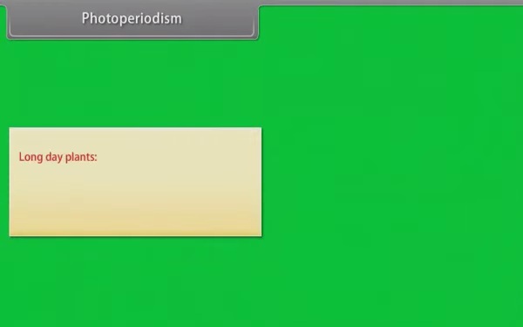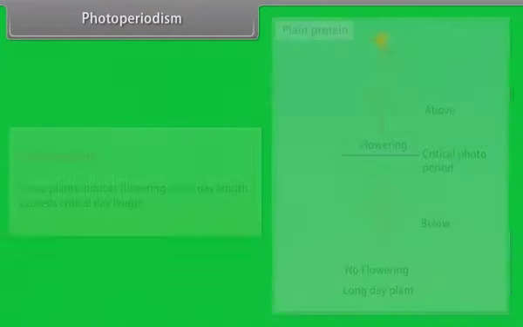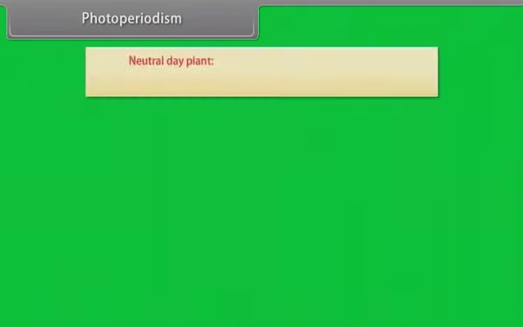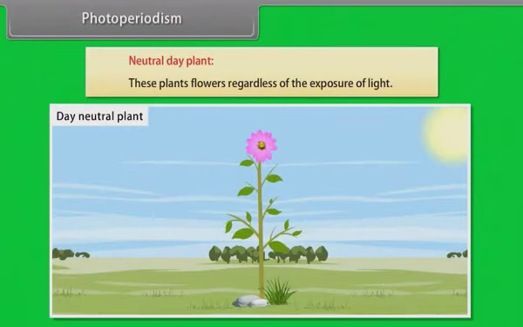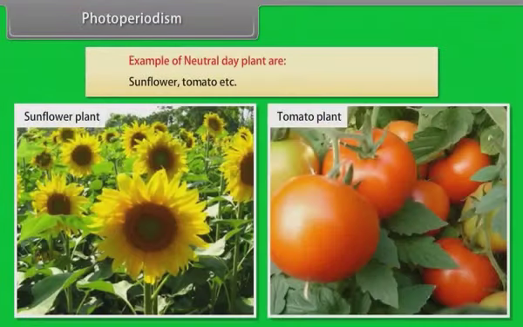Long day plants. These plants induce flowering when day length exceeds critical day length. Examples of long day plants are barley, sugar, etc. Neutral day plants. These plants flower regardless of the exposure of light. Examples of neutral day plants are sunflower, tomato, etc.